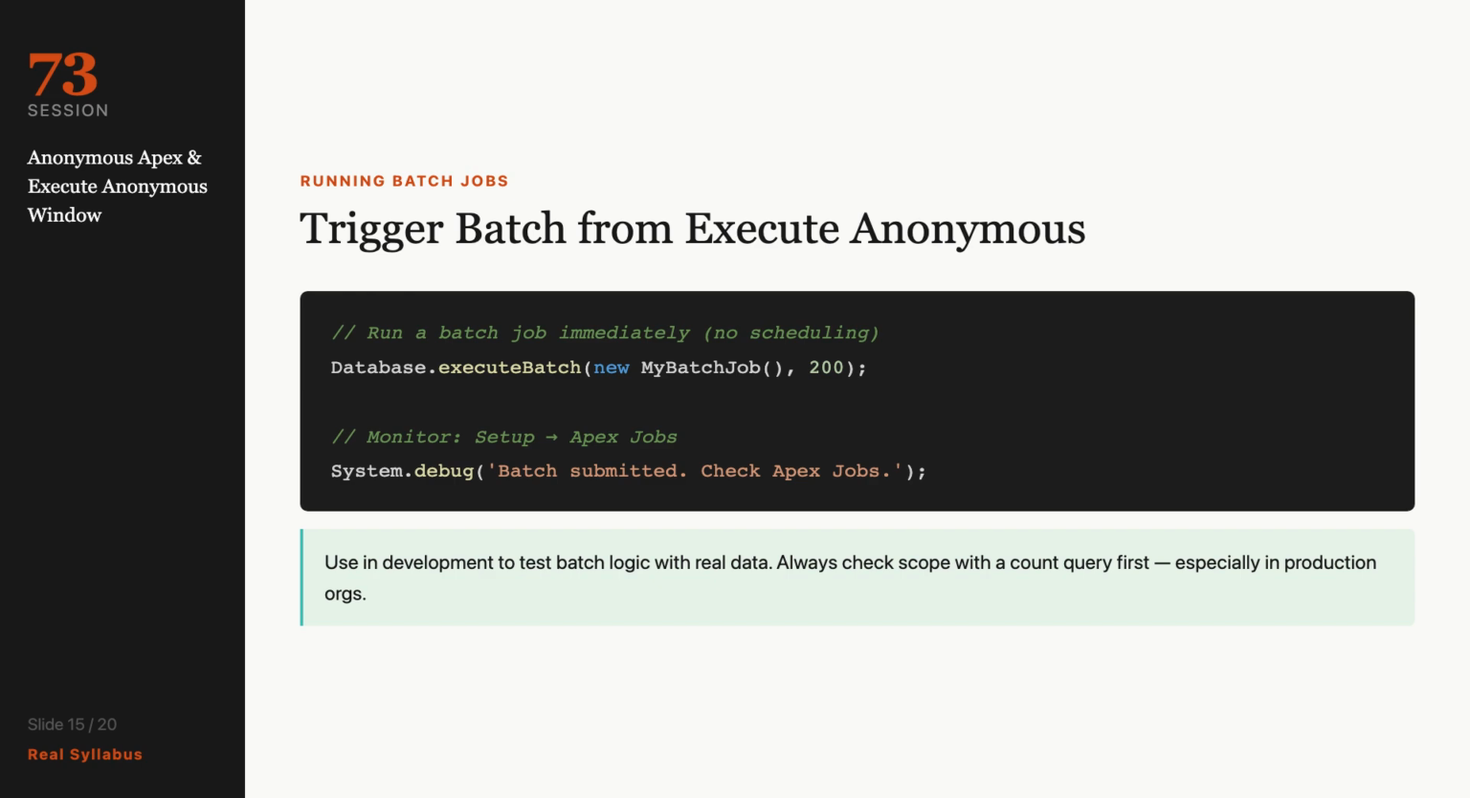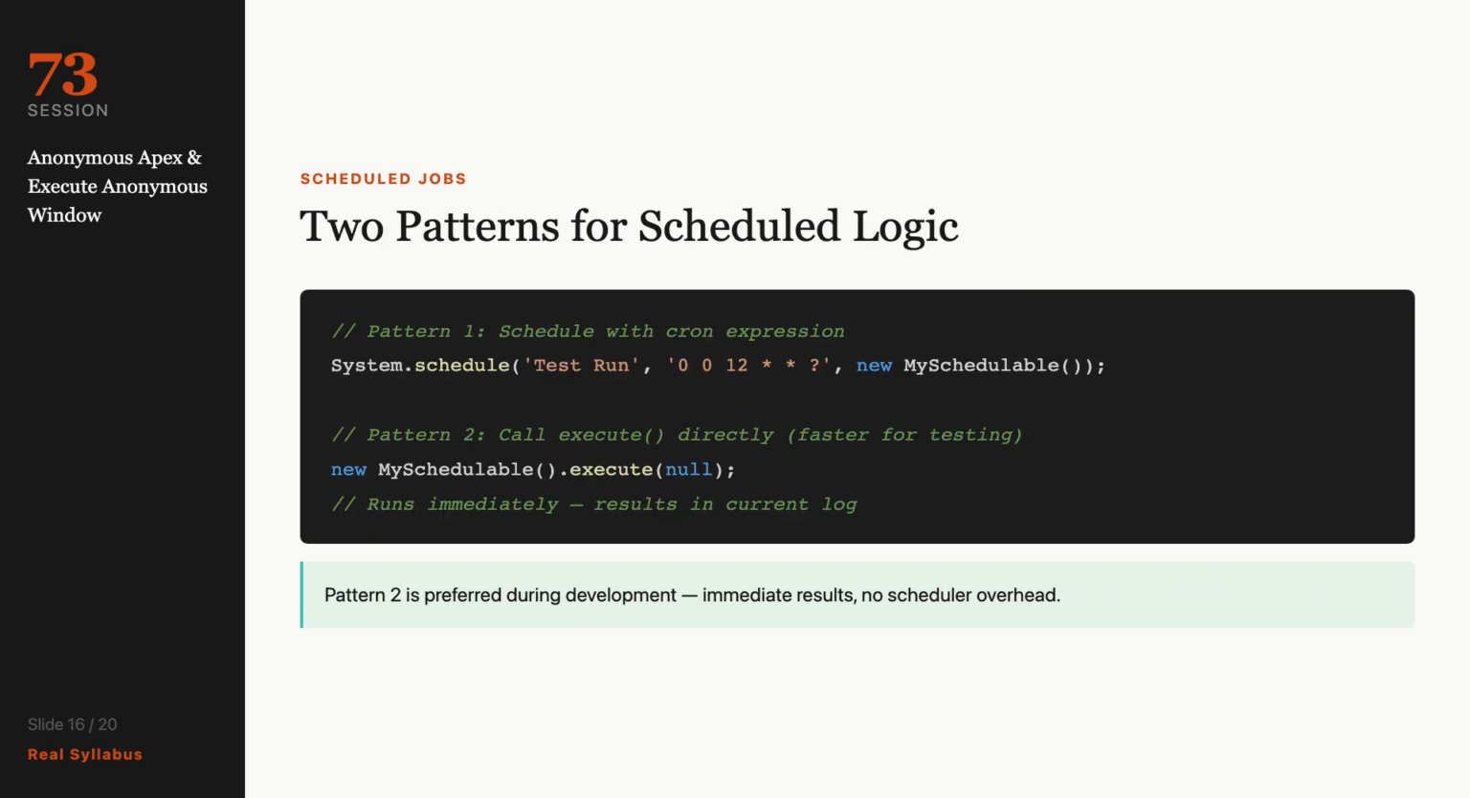For scheduled jobs, you have two options. The first is system.schedule with a cron expression. This creates a scheduled job that runs according to the schedule. For development testing, the second option is more immediate. Instantiate the schedulable class and call execute directly, passing null as the schedulable context. This calls your execute method immediately without the scheduler overhead, so you see the results in the current log.